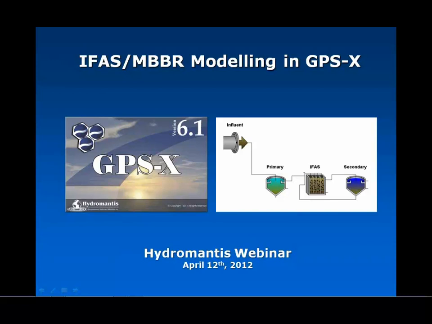So today's webinar is going to be about using the GPSX hybrid unit process model, which is a combination of our suspended growth and our attached growth models and is used to do IFAS and MBBR modeling in GPSX.